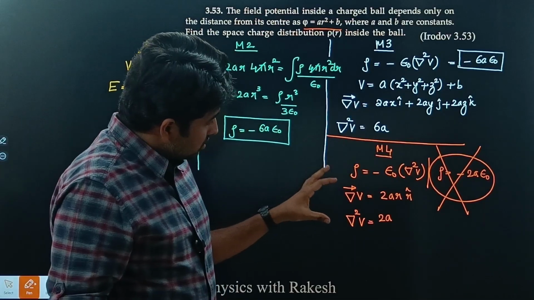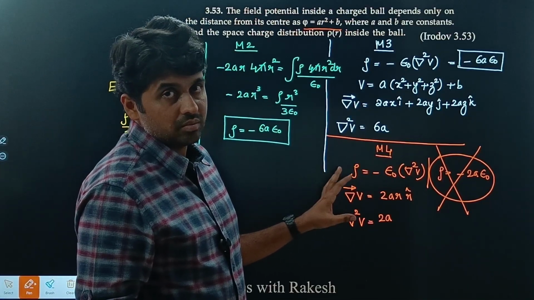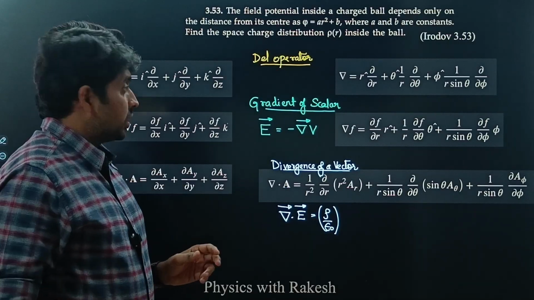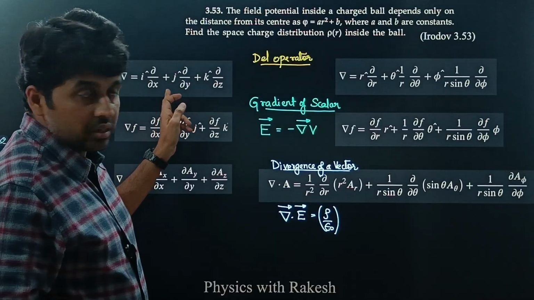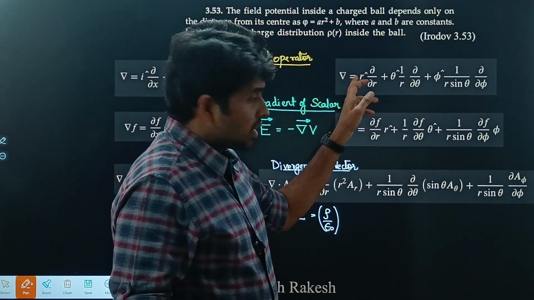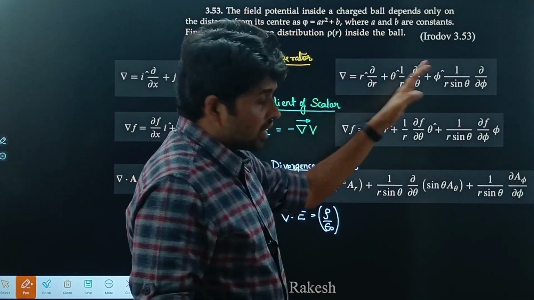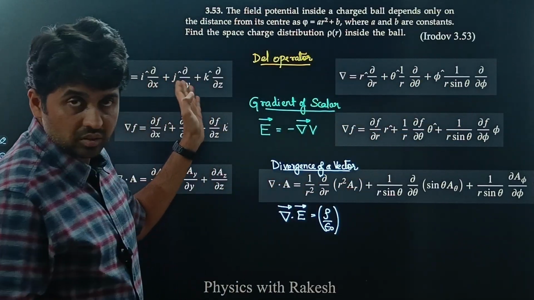So what is the mistake that is going on in this method 4? Okay, let us see that. So let us look at the del operator. See, this is the del operator in the Cartesian coordinates, and this is the del operator in the spherical coordinates. So this is in terms of r, theta and phi. Once we know the relation, you can derive this from this easily.